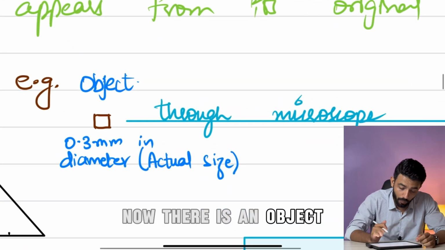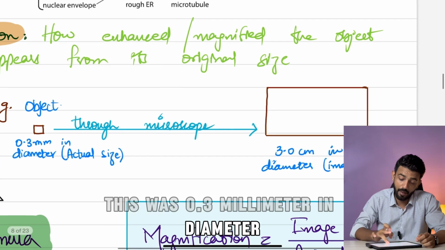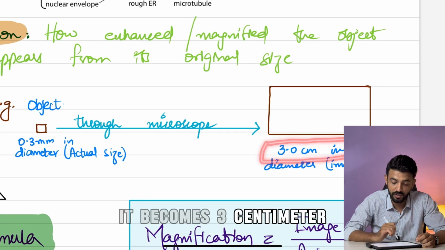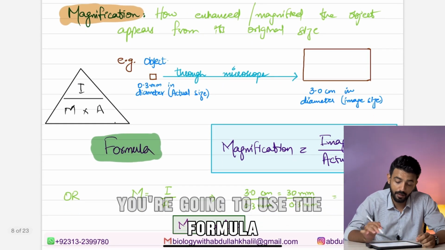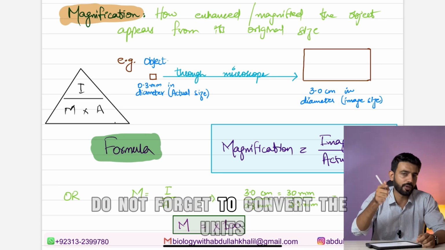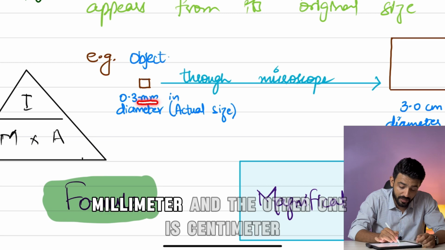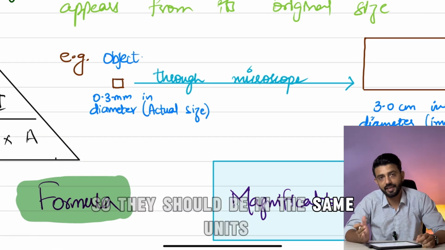Now there is an object, let's say this is the object, this was 0.3 millimeter in diameter. When observed through the microscope, it becomes 3 centimeter. The first thing that you're going to do is you're going to use the formula, put the values, then convert the units. Do not forget to convert the units, because one of the units that we are getting here is millimeter and the other one is centimeter.